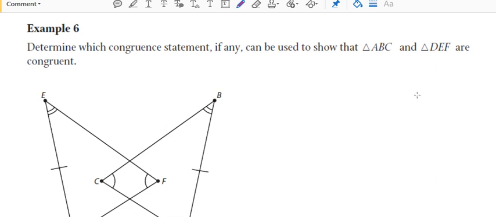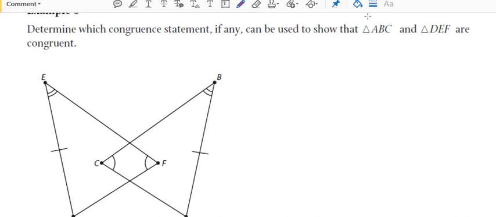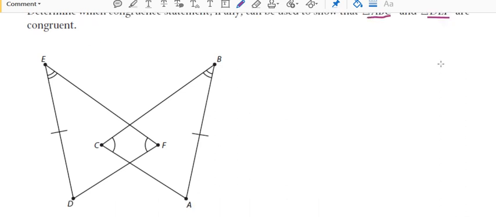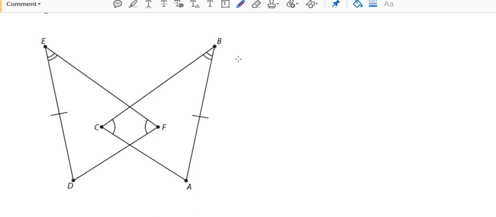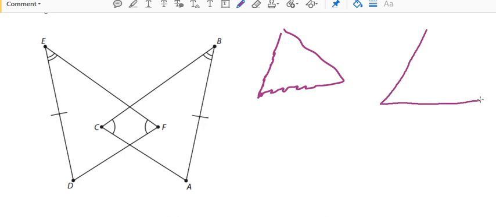All right, so on number 6 here again, we have some overlapping triangles. So let's go ahead and unoverlap them. So it wants to know whether ABC and DEF are congruent. So again, let's just take them apart here. So we're going to have ABC. It doesn't matter how you draw them or where you draw them as long as you fill in the information correctly. So A, B, C, D, E, F.